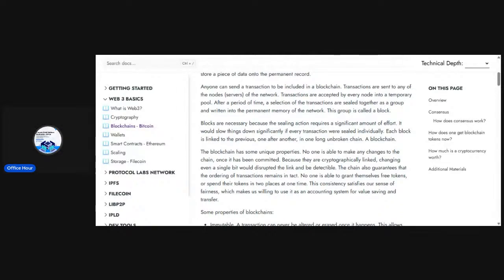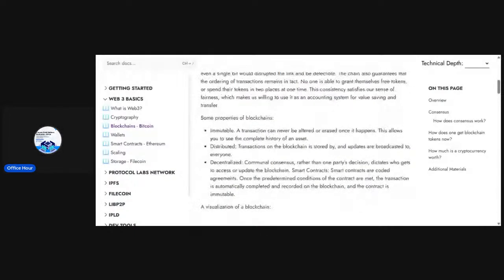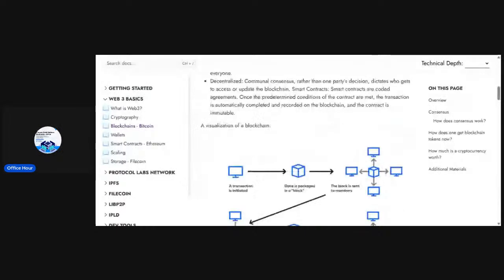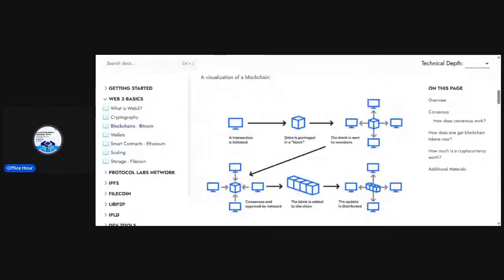Some properties of this blockchain are what? Immutable, attributable, decentralized. So this is the picture. If you want to visualize blockchain, this is a transaction that's been initiated. This is the data that is packaged like a block. The block is sent to these nodes, and this is you. This is robot. This is Ibrahim. This is Simon. That's the block being received.